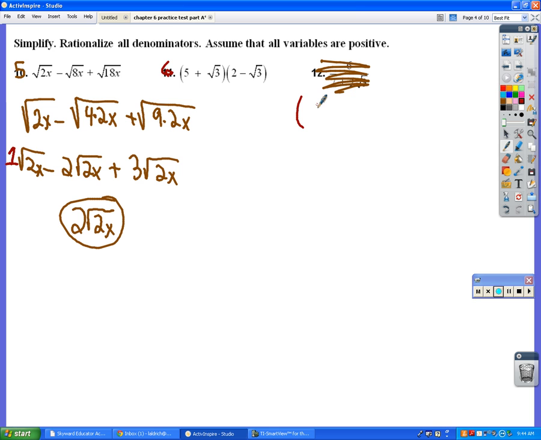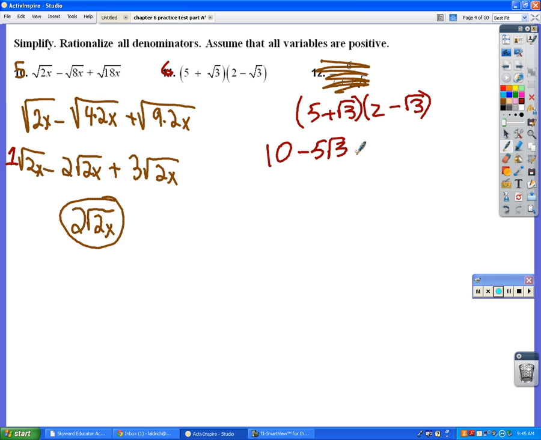Okay, and then number 6, now we have to FOIL those. How do you know when to FOIL? When they're both in parentheses? Yeah, when they're both in parentheses and there's 2 things in each parentheses. Okay, when it's a binomial times a binomial. Okay, so Alex says first times first is 10. Negative 5. Outside times outside is negative 5 square root of 3.